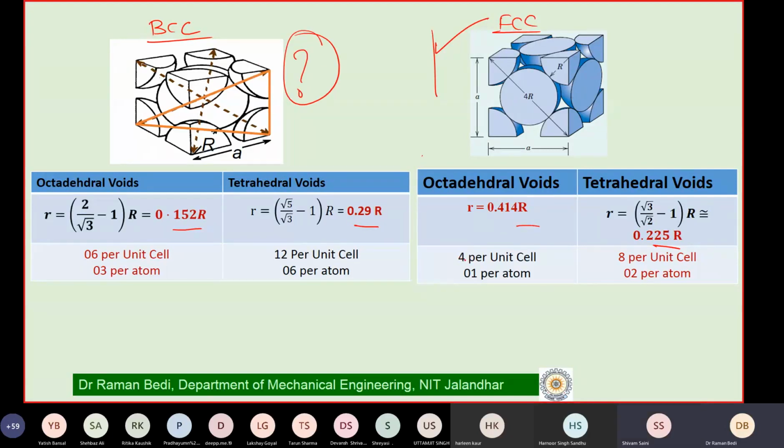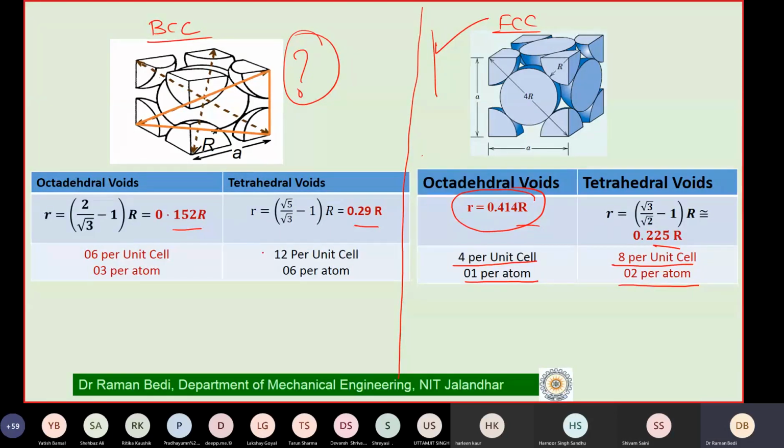So in the case of FCC structure here, which you observe, the size of the octahedral void is larger, and there are 4 of them in the unit cell, meaning 1 void per atom. Is it? Similarly, tetrahedral voids are smaller, 8 per cell, and 2 per atom.